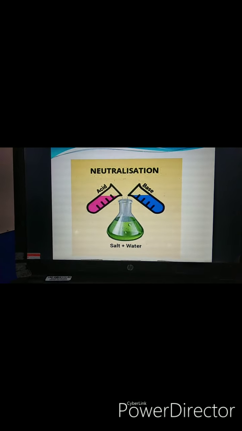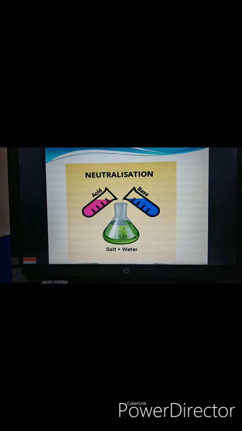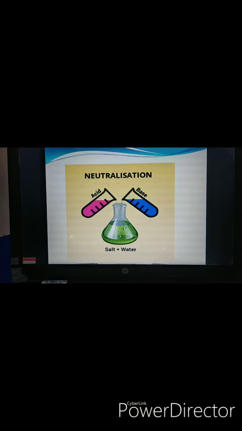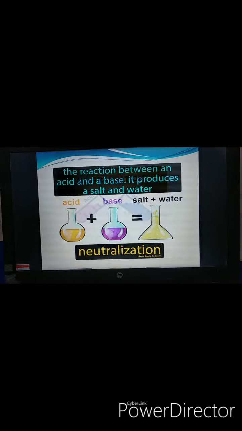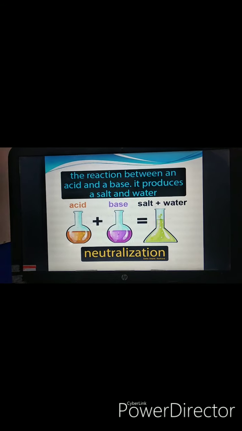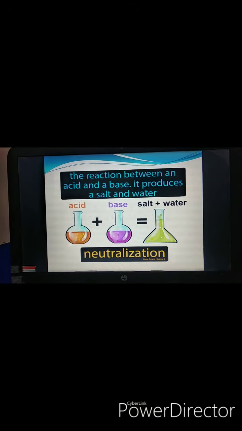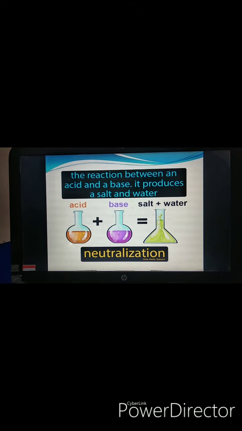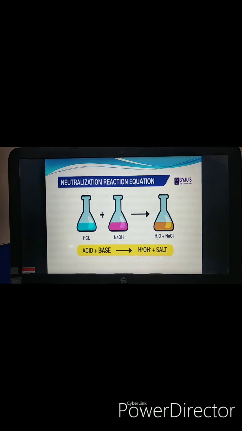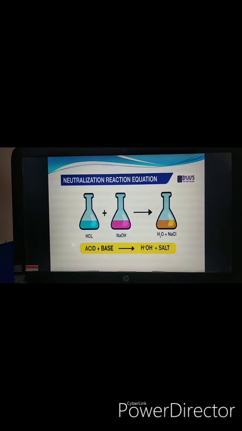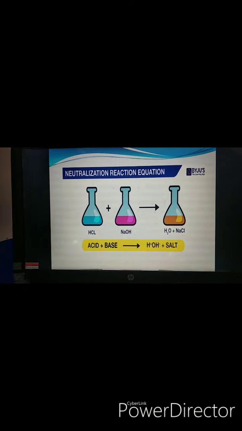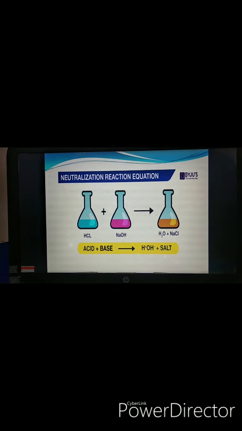So you can see, students, acid plus base, it gives rise to, as you can see the figure, salt plus water, isn't it? That means what is neutralization? The reaction between an acid and a base, and it produces a salt and water always. So I can give example of, students, our common salt, that is the NaCl. So here is the equation, students, and this equation is very important. You have to remember some equations for neutralization reaction.